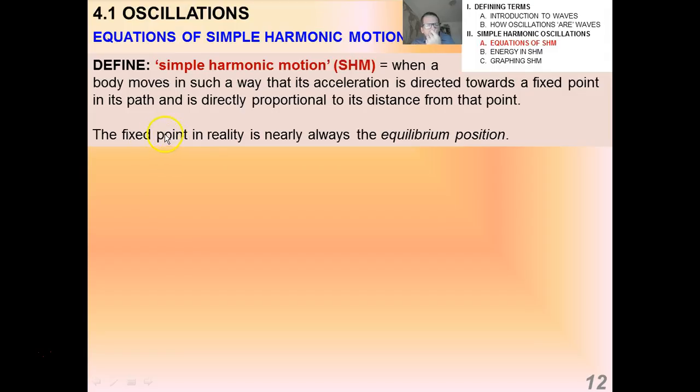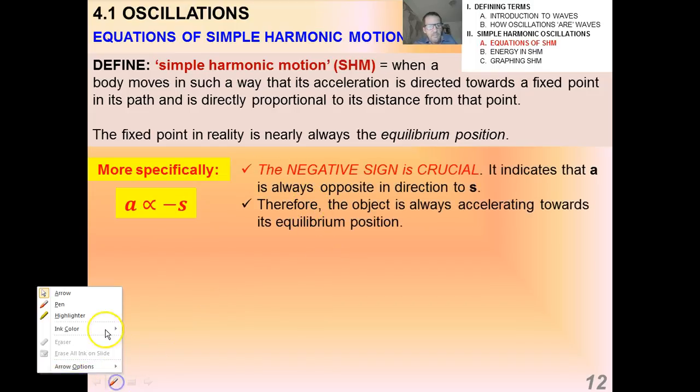So in other words, if there is simple harmonic motion, the fixed point that it goes around is nearly always what's called the equilibrium position. Or more specifically, and notice the vector notation here, okay? The acceleration is proportional to the negative of the displacement. These are two vectors, okay? Very important to notice that.